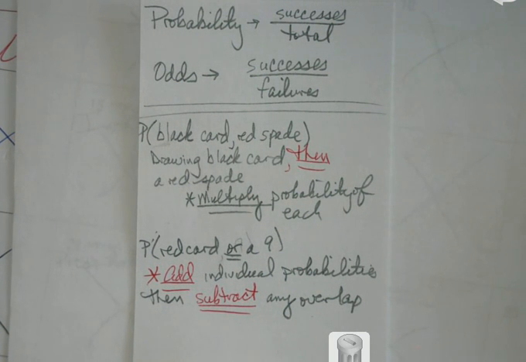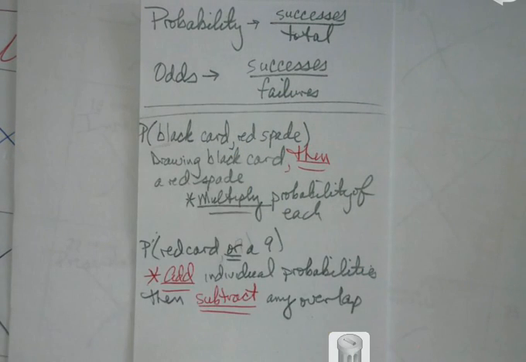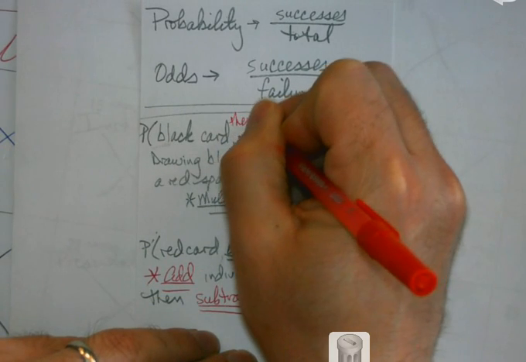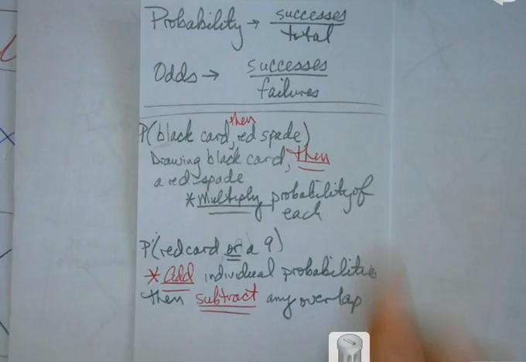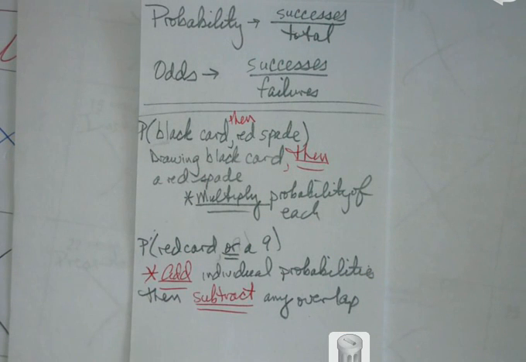Here's the other one, and it's a very small difference. The difference between the word then or and when the word or is involved with something. If there's just a comma, this is the equivalent of having the word then in there. So if I were to write this out, what I'd be asking is, what's the probability of drawing a black card, then drawing a red spade?